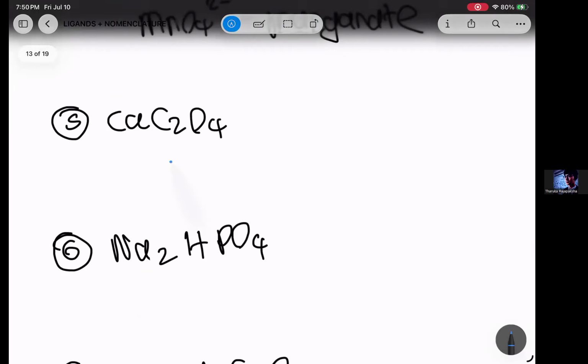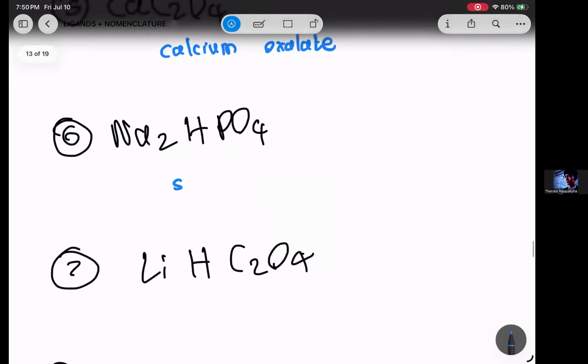This is calcium oxalate. This is sodium hydrogen phosphate.